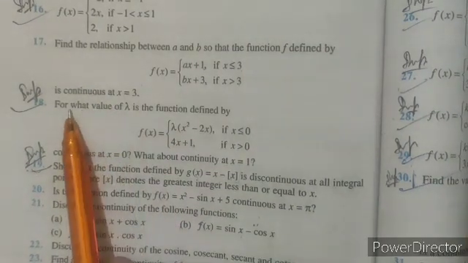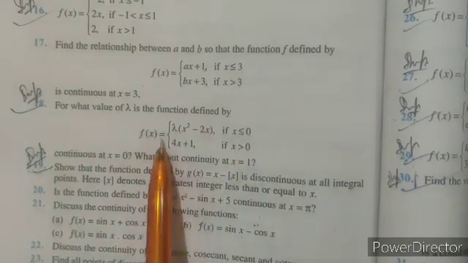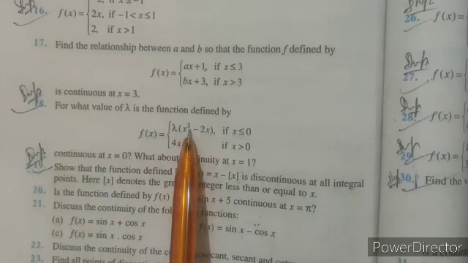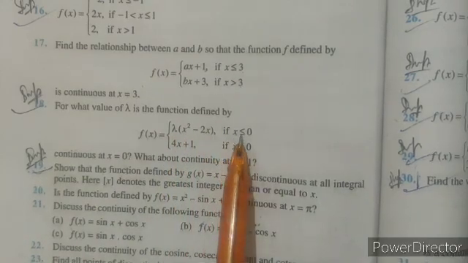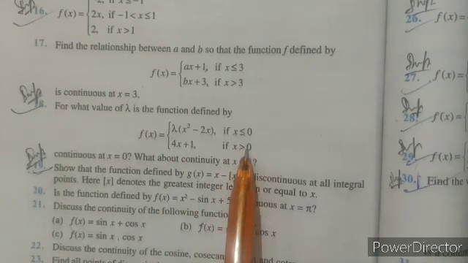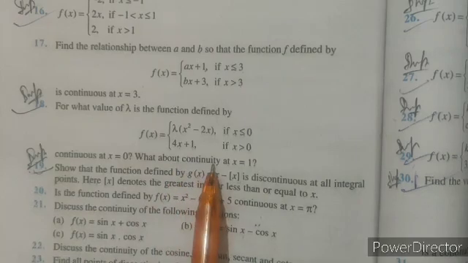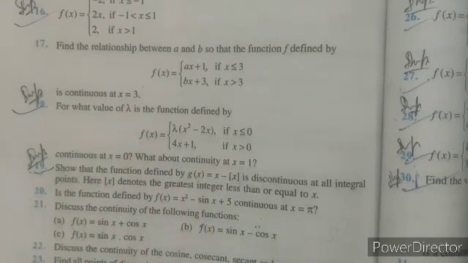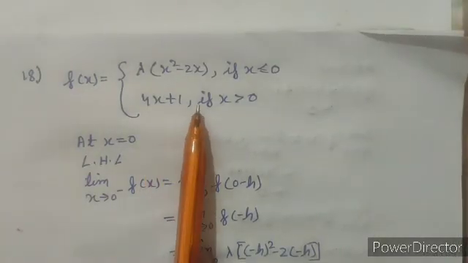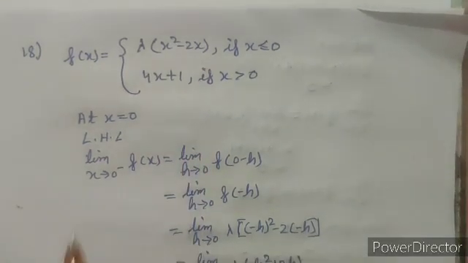In question number 18, for what value of lambda is the function defined by f(x) equal to lambda x square minus 2x if x is less than or equal to 0, and 4x plus 1 if x is greater than 0, continuous at x equal to 0? What about continuity at x equal to 1? Now first of all, we will check its continuity at x equal to 0.